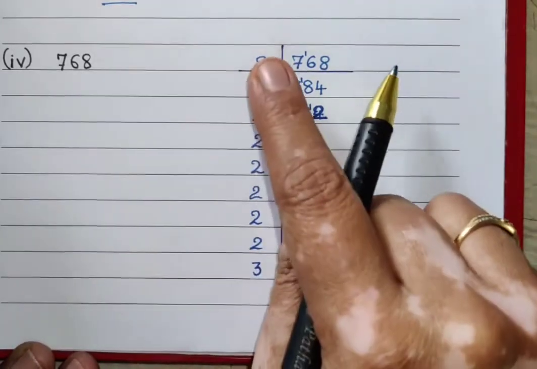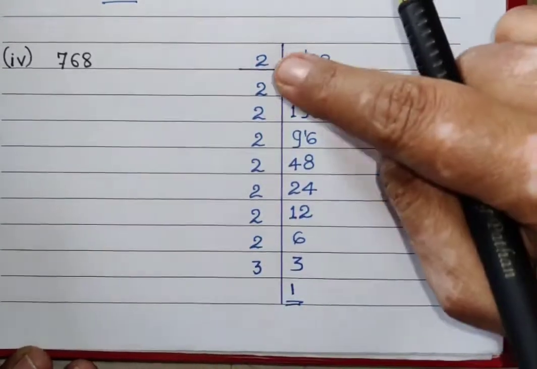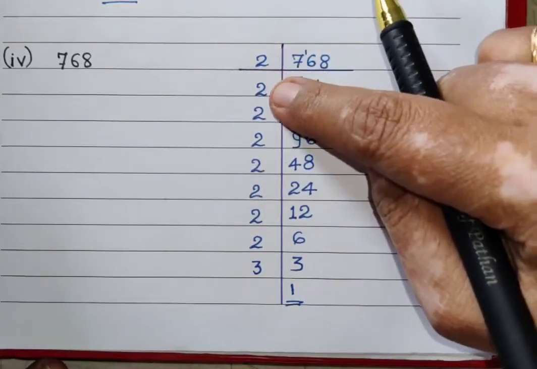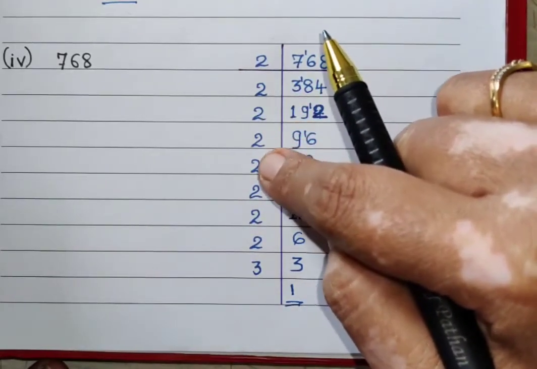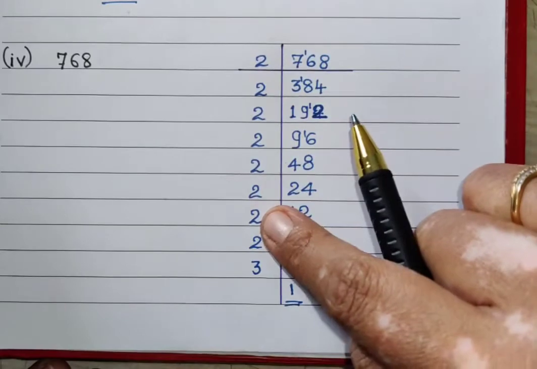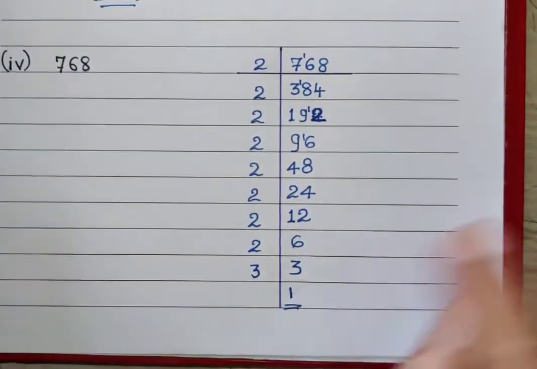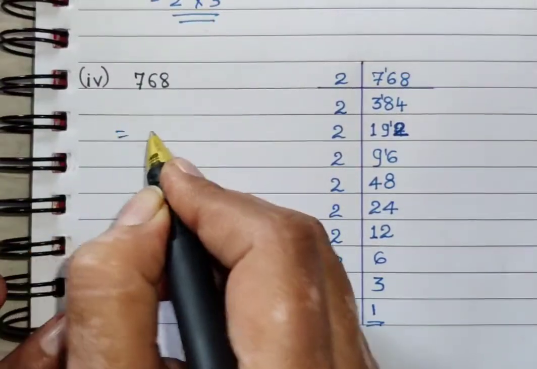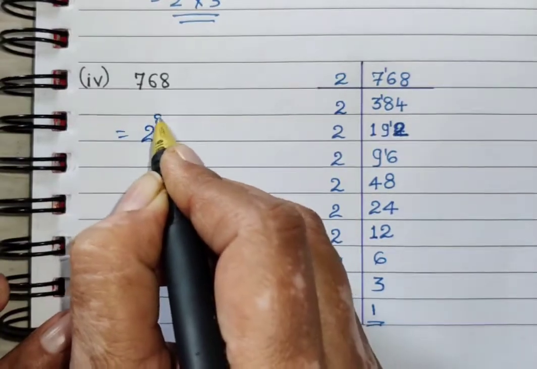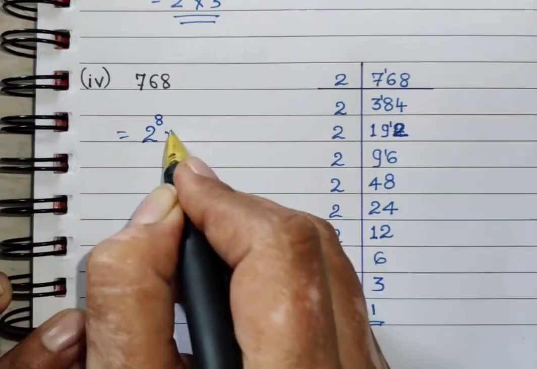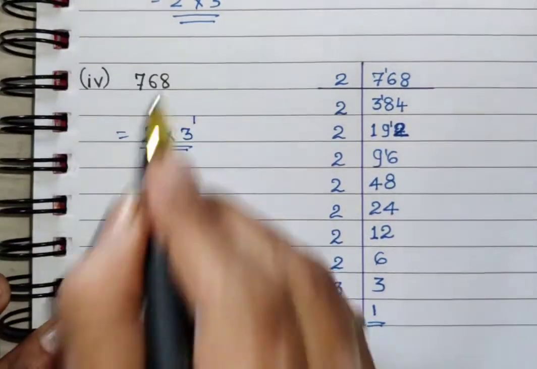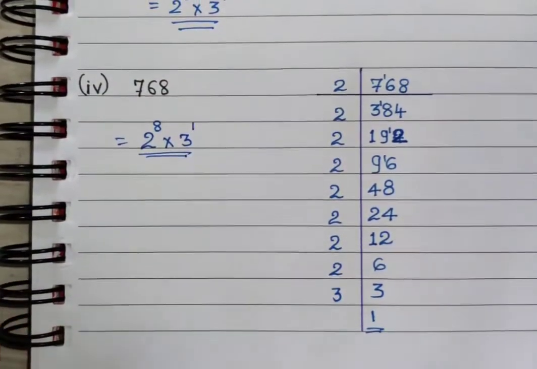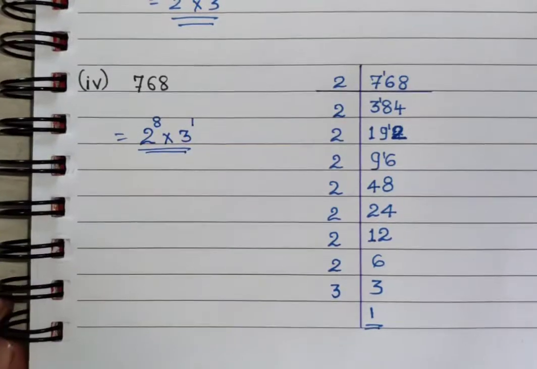So how many times has 2 come? Let us count. 1, 2, 3, 4, 5, 6, 7, 8 times, and 3 1 time. So this is how 2 has come 8 times and 3 has come 1 time, and this is the exponential form of 768. Now let us move ahead.